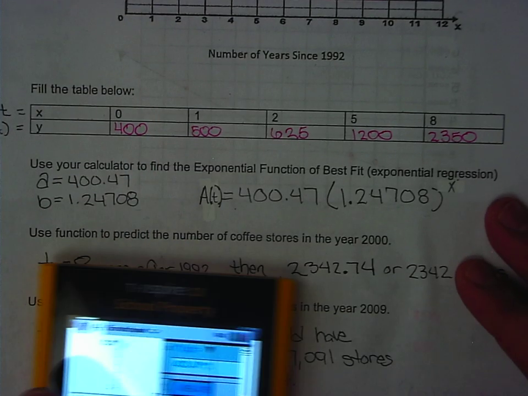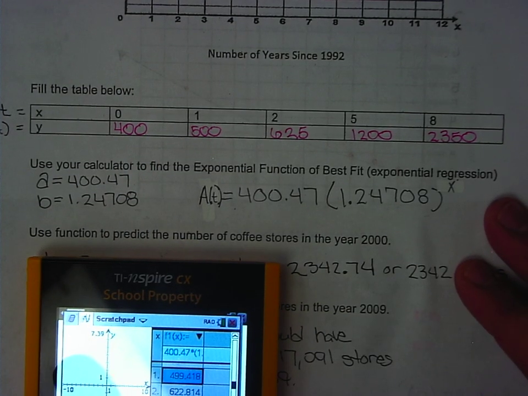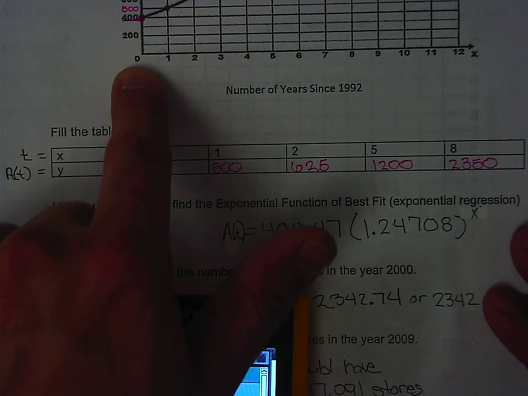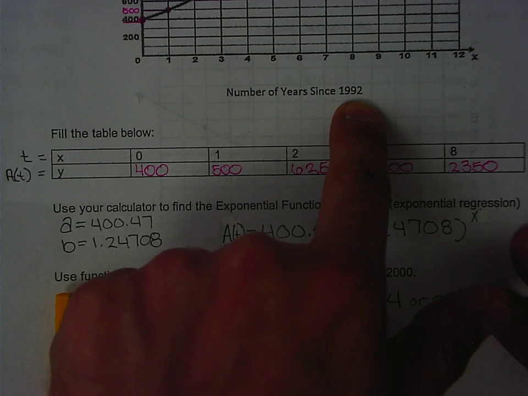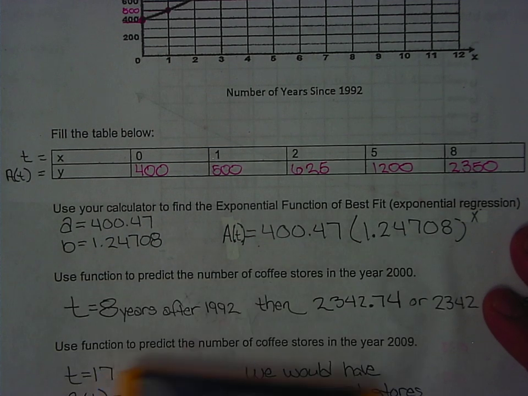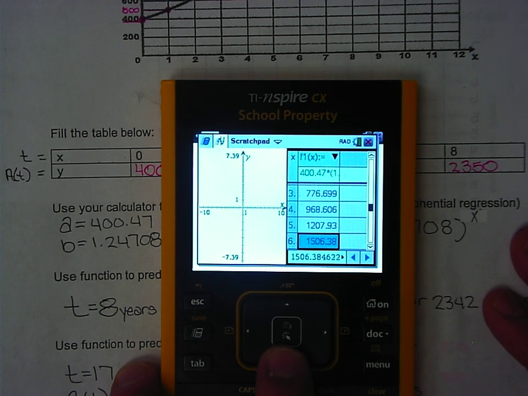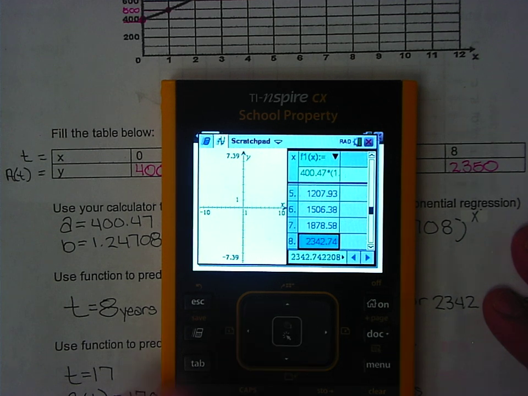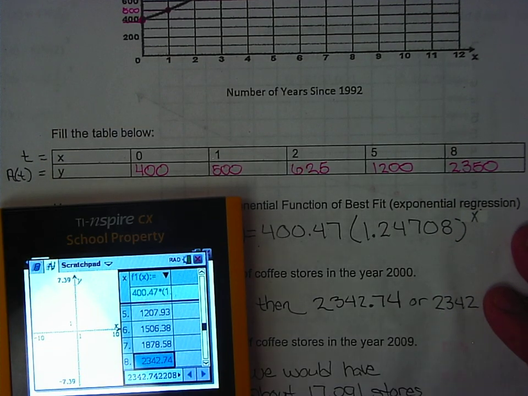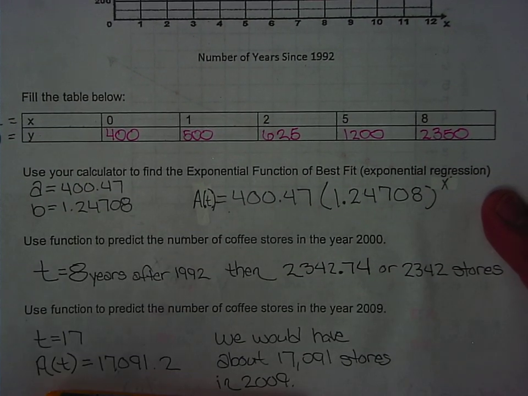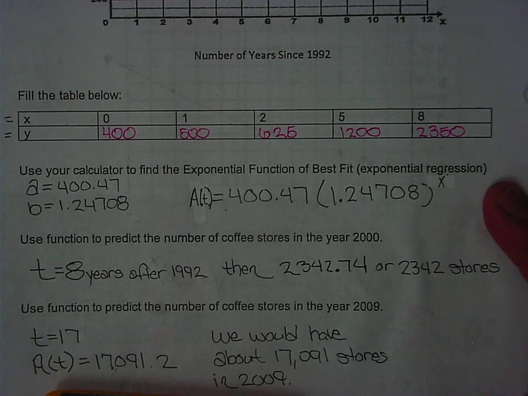Our first question, based on this table, is use the function to predict the number of coffee stores in the year 2000. All right, so if this graph begins at year 0, which is 1992, then the year 2000 would be 8 years after that. So when the time is equal to 8 on our table here, and I'll just scroll on down until I get x equal to 8 on the left side, and bam, 2342.74. So you can't have 0.74 of a store opening, which is why the question asks us to predict. So we would say we would expect back in the year 2000 that we had about 2,342 stores that were open.